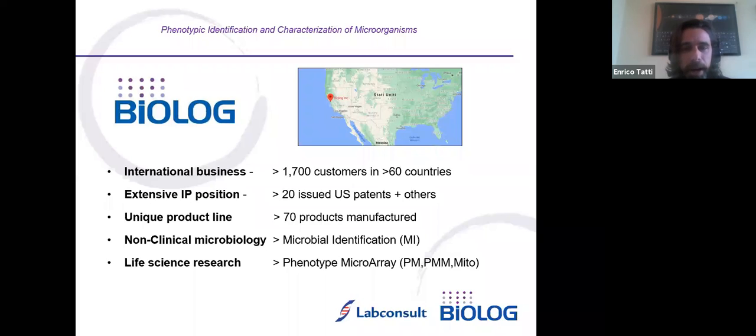Around 70 are manufactured in California, and around these 70 there are 20 issued patents, plus US patents, plus other countries where this technology has been patented. So the main target, the main technology and the main sector for Biolog is microbial identification, non-clinical microbial identification.